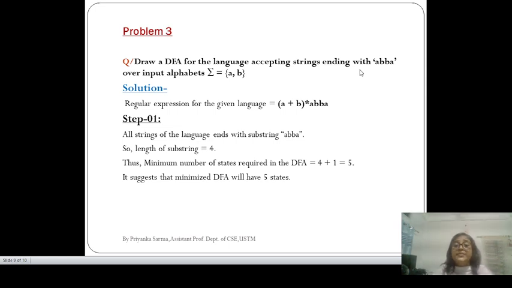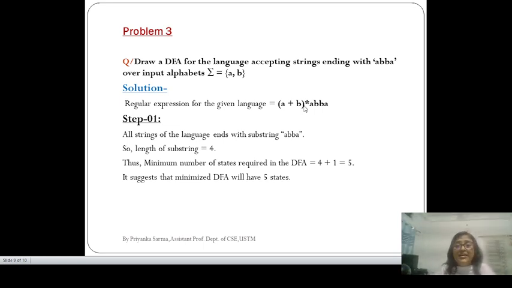Now what would be the regular expression? Since the string ends with ABBA, the last substring is constant, but it doesn't matter what appears before ABBA. Therefore, I am using here (A+B)* ABBA, because ABBA is the last substring, a constant string, but it doesn't matter what appears before ABBA. That's why here I am using the Kleene star concept.